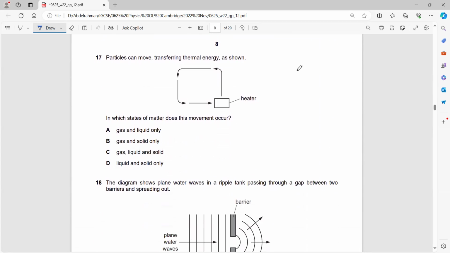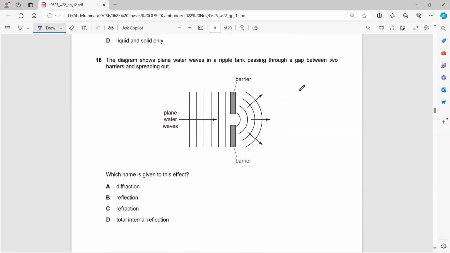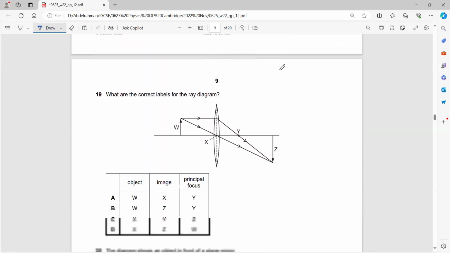Particles can move, transferring thermal energy as shown. In which states of matter does this movement occur? In gases and liquids only. It can never happen in solids. What's the name of this effect? This is diffraction. Quite easy.